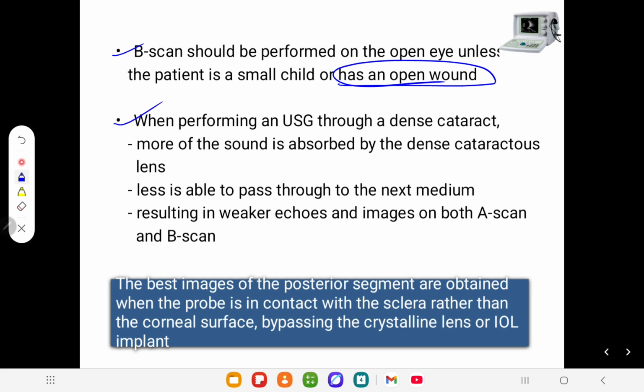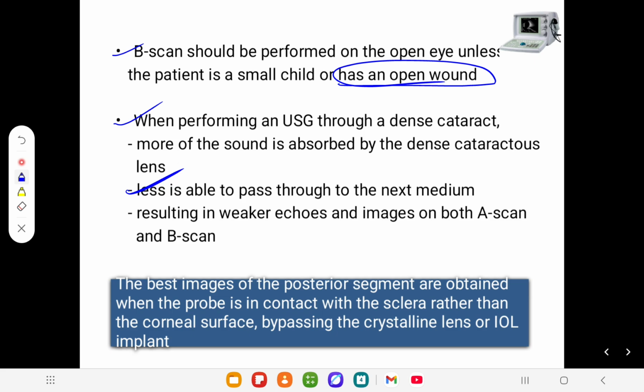When performing USG through a dense cataract, more of the sound is absorbed by the dense cataractous lens. If the lens is not cataractous at all, then the problem is less. If the lens is more and more cataractous, then you have to increase the gain of the machine, because the denser the cataract, the more sound it will absorb. So less is able to pass through the next medium, resulting in weaker echoes and images on the A scan and B scan basically.